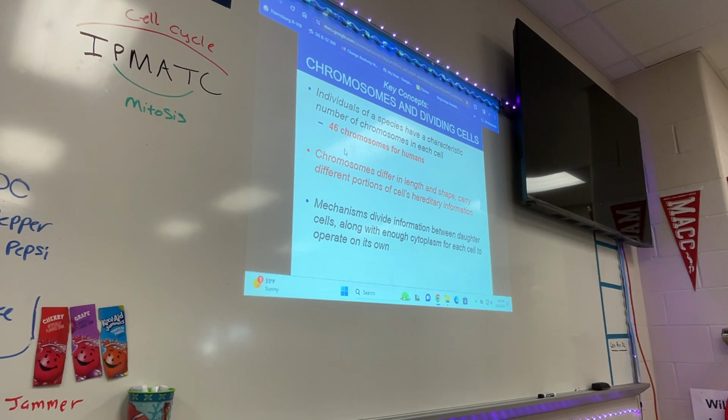Chromosomes differ in length and shape and carry different portions of cells' hereditary information. And we already mentioned that a little bit last unit with that material, and how the chromosomes vary, but they have very similar information. Like the one you got from mom for hair color, and then there's one from dad for hair color, and so on.